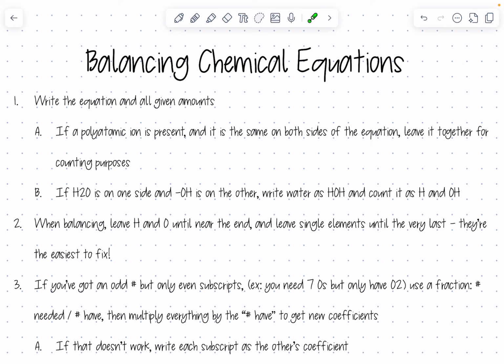If we have a polyatomic ion and it's on both sides of the equation, so a sulfate on the left and a sulfate on the right, for example, then we can count sulfate as its own thing. And it makes counting a little bit easier. And then if we have water on one side of the equation and something with an OH on the other, then we can write water as HOH because that visually makes it easier for us to see that it's a hydrogen and an OH. And then this goes back to the point about polyatomic ions, so we can count them together.